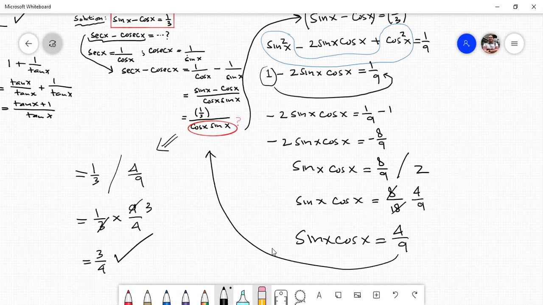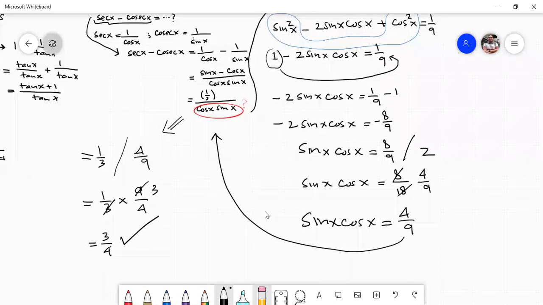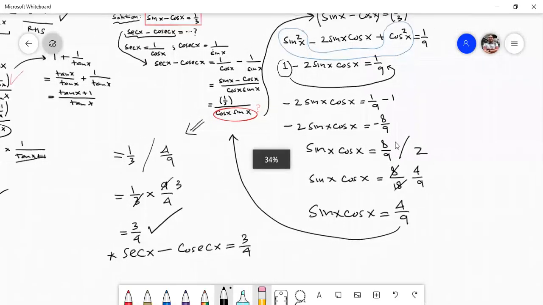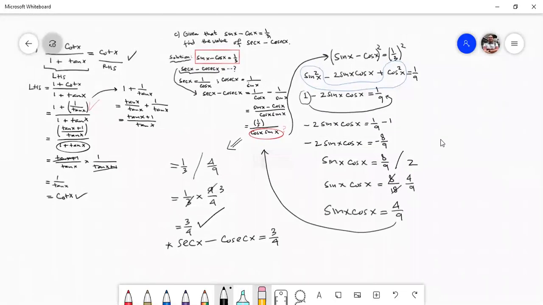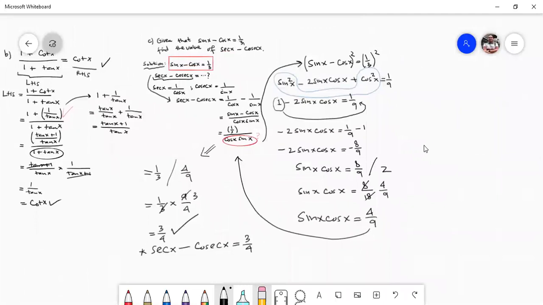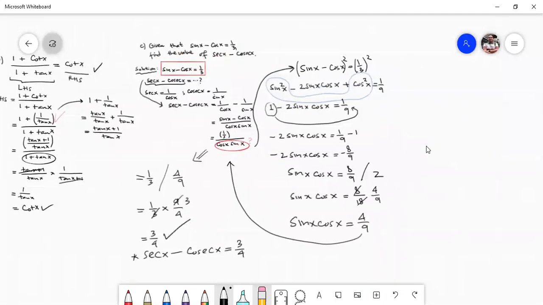So now you have that the value of secant x minus cosecant x equals 3 over 4. That's the answer. What do you think? Is it difficult? Not really, yeah?